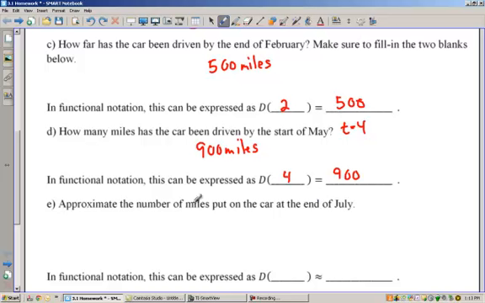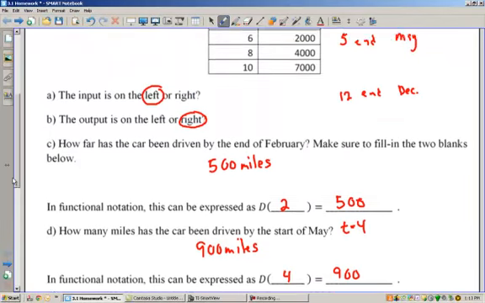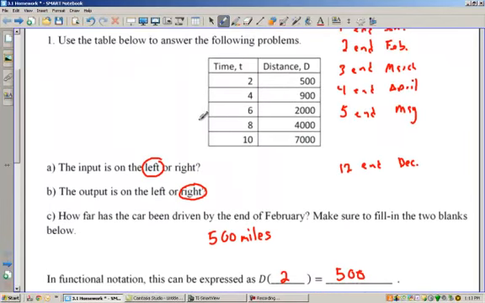In part E, it says approximate the number of miles put on the car at the end of July. The end of July would correspond to t equals 7, because July is 7 months after the start of the year. So in functional notation, we can put a 7 here. To figure out the output, you come back up to the table, and 7 isn't listed. It's right between 6 and 8.